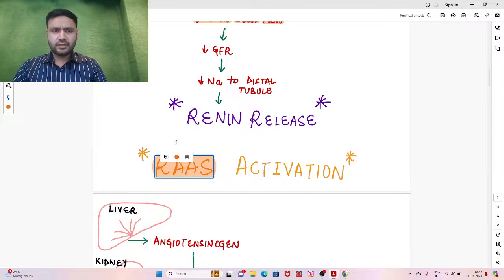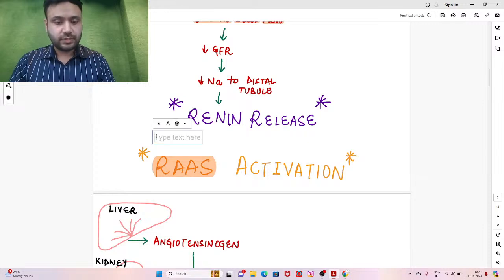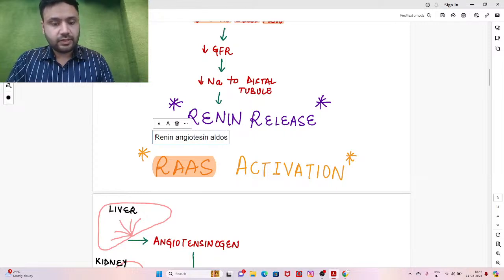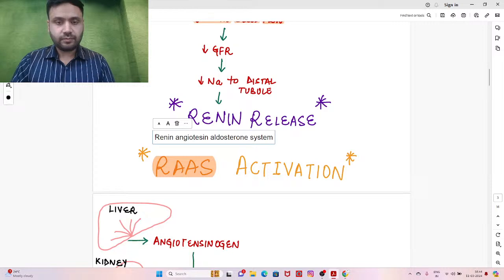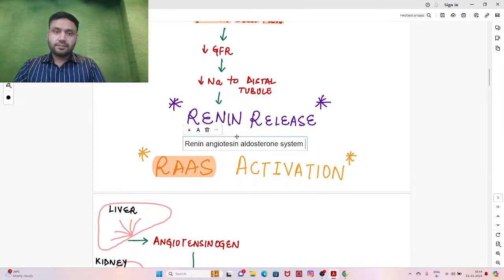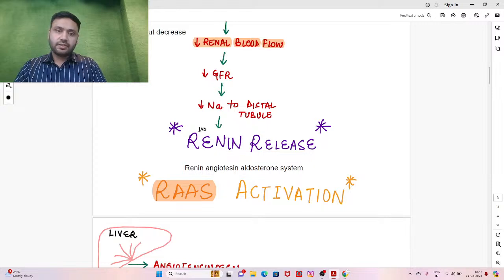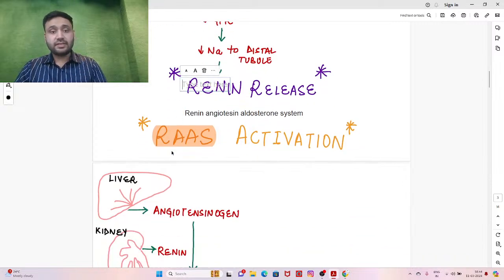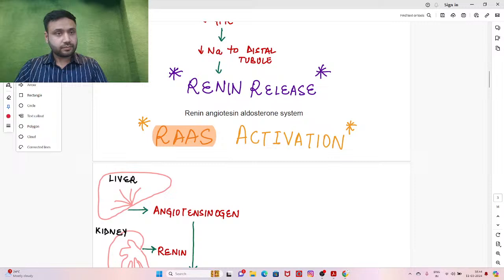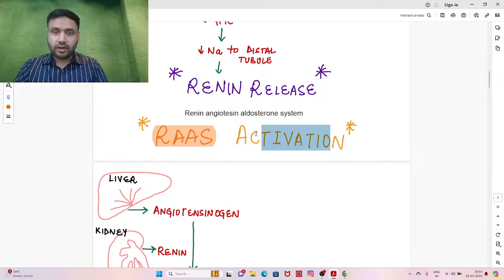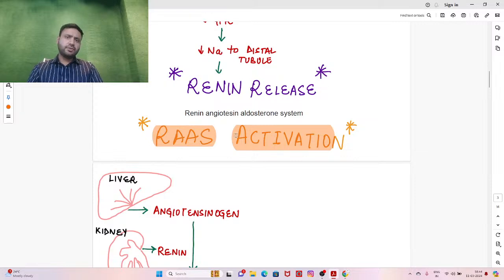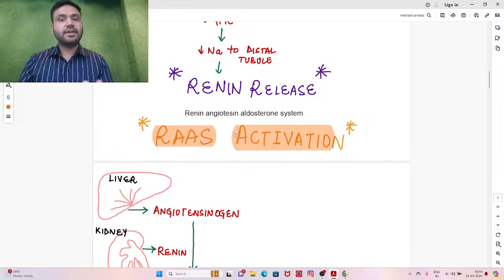RAAS. And what is RAAS? RAAS is the Renin-Angiotensin-Aldosterone System. As the GFR falls, there is a release of renin. And this is the important mechanism for heart failure. All of the drugs that we are going to study in the lecture later are based on this RAAS system activation.